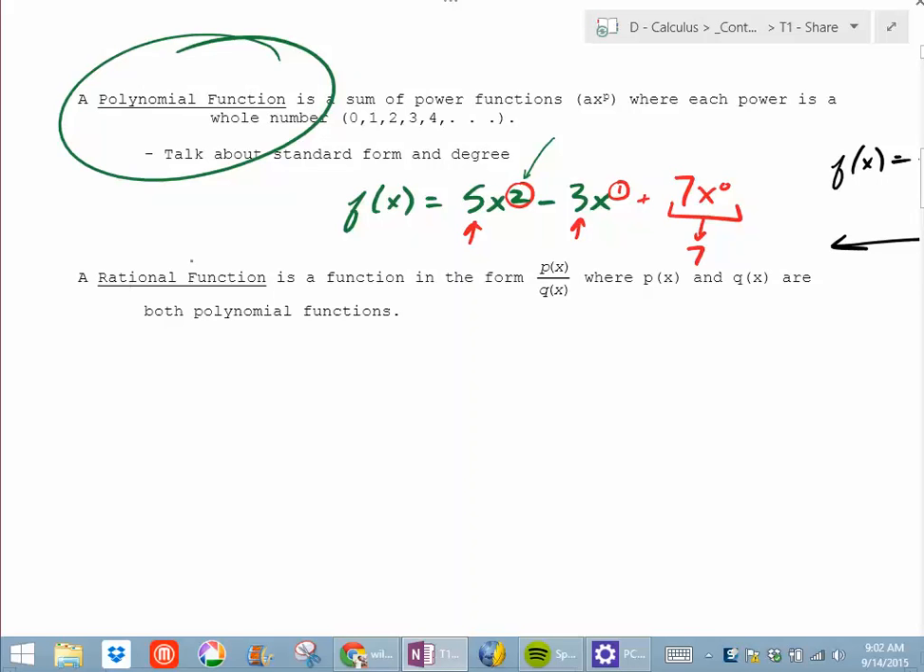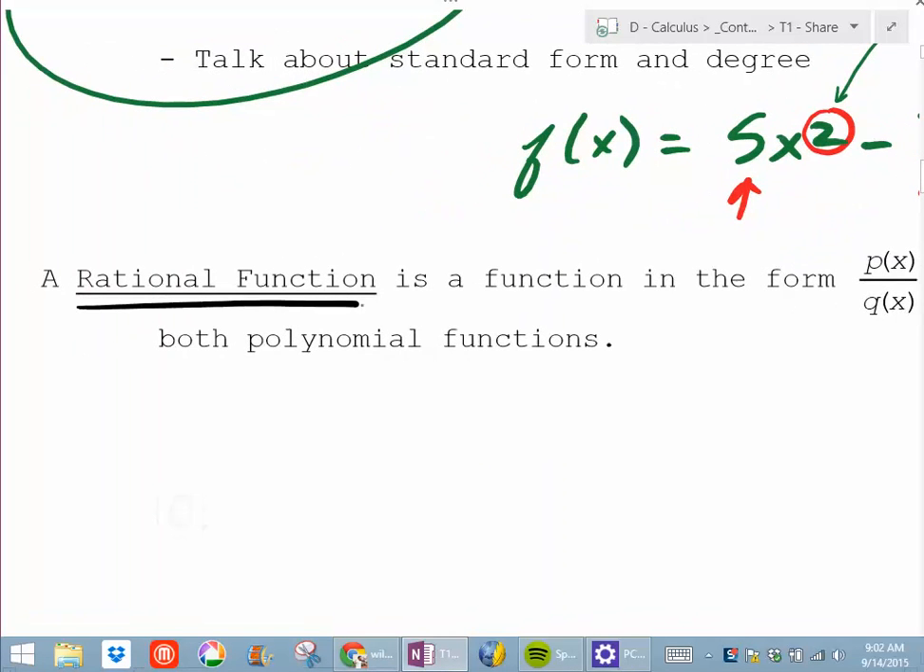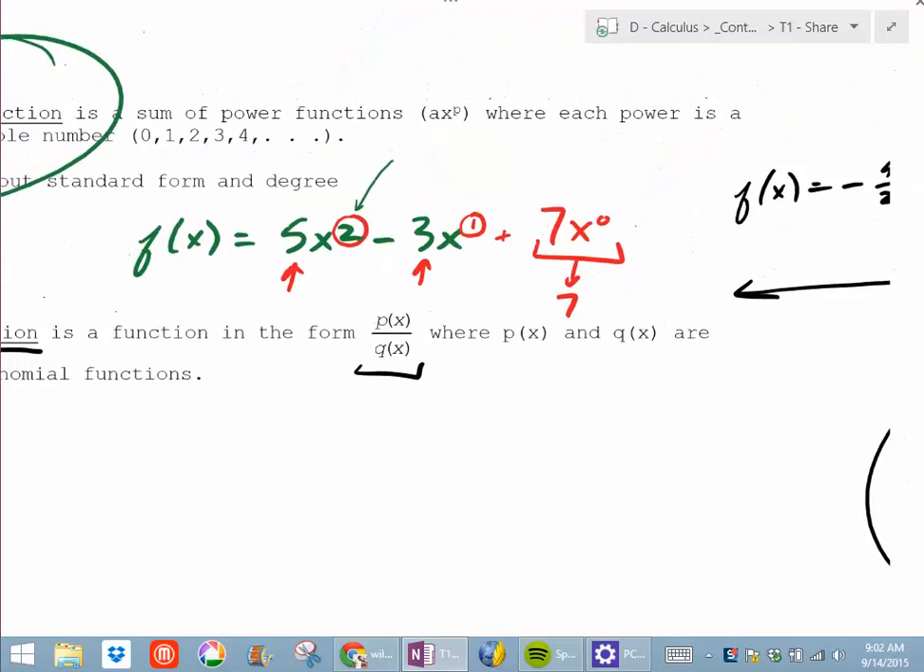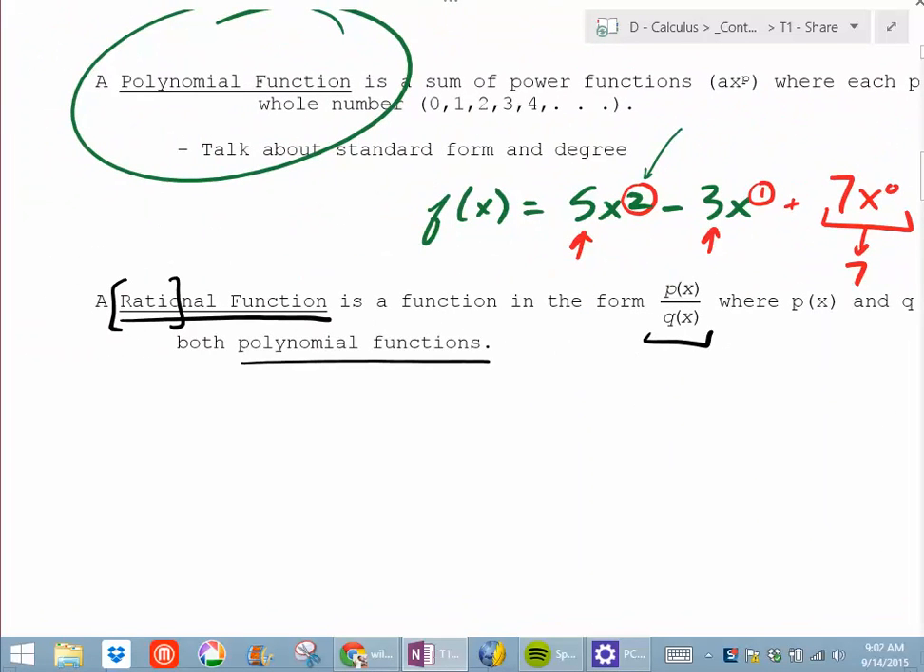So a rational function, how many people have seen that term before? A little bit, maybe? You probably spent some time in pre-calculus dealing with them. If you ever get lost and you're not sure what a rational function is, what are the first 5 letters of rational? Ratio. And what is a rational function? It's a ratio of what? Polynomial functions. So a rational function is just a ratio, a fraction, where the numerator and denominator are both polynomials. Exactly.